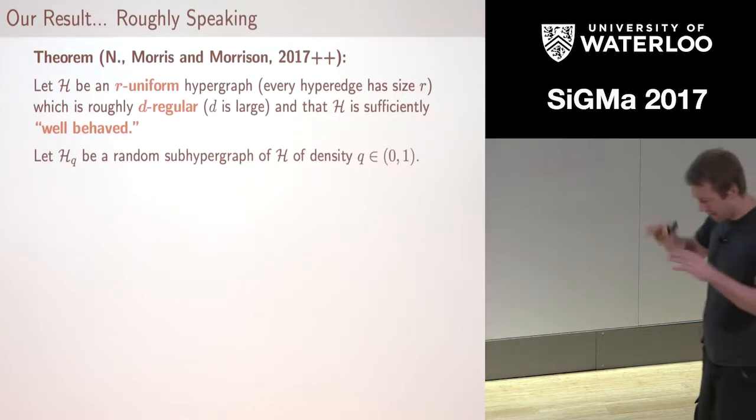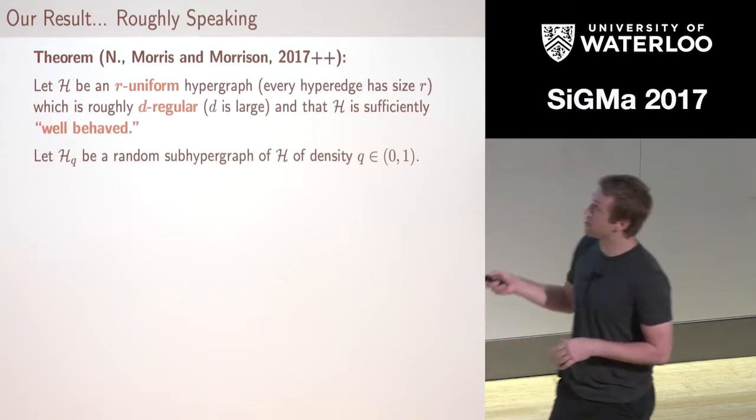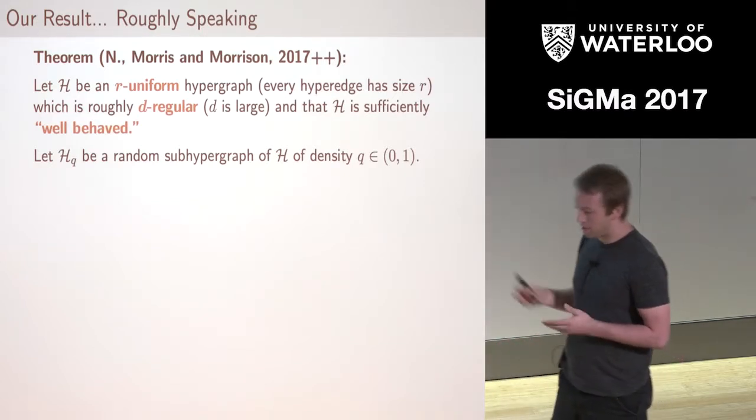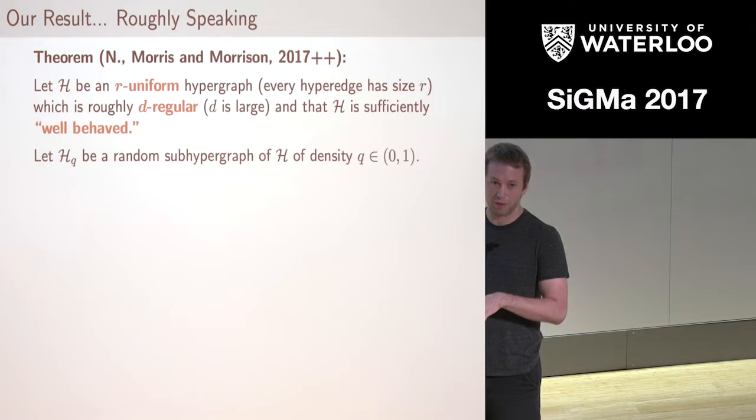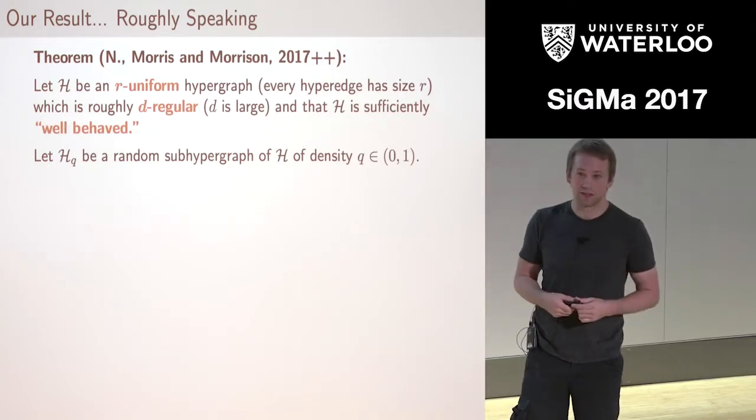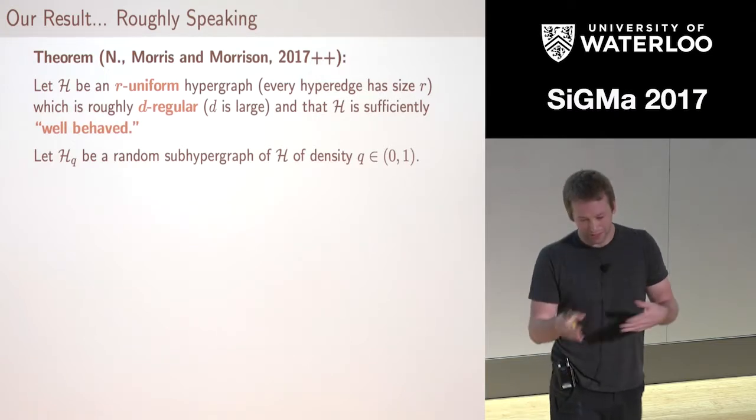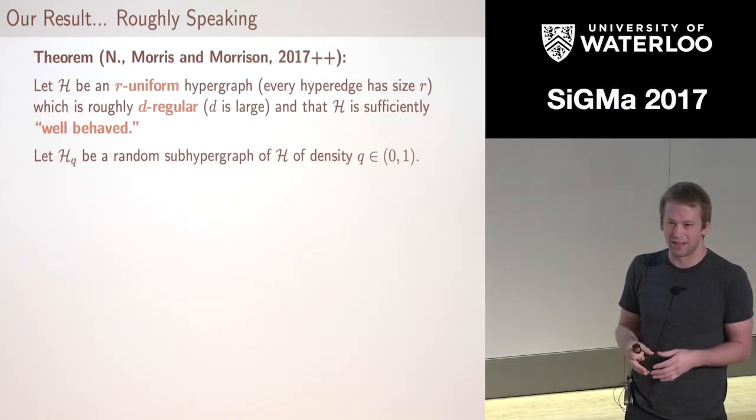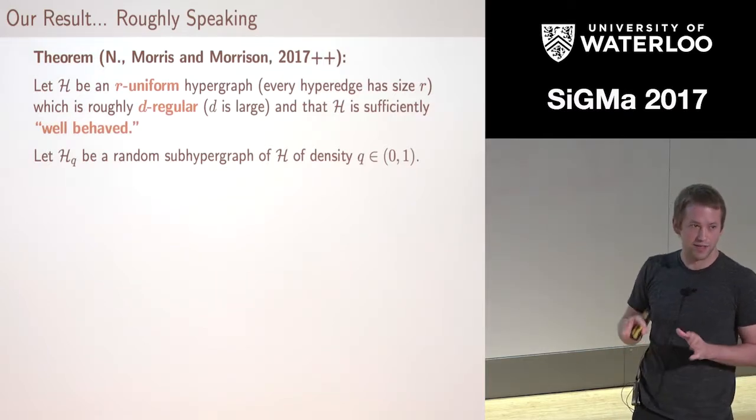Okay, so we have a hypergraph, and now we're going to take a random subhypergraph. I'll call it H_q, for q between 0 and 1. We do this by taking the hypergraph H and including each hyperedge with probability q independently of all the others. So just flip a coin for every hyperedge, keep it with probability q, throw it away with probability 1 minus q. If you think of G(n,p), this is like that, except that the underlying hypergraph is not necessarily a complete hypergraph.